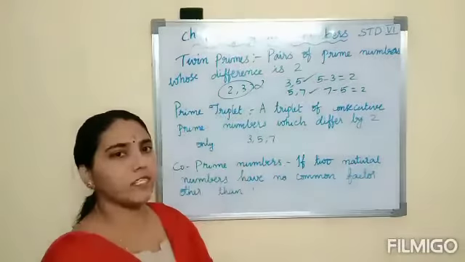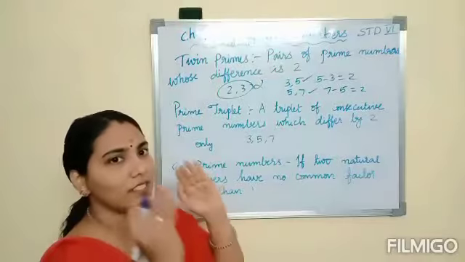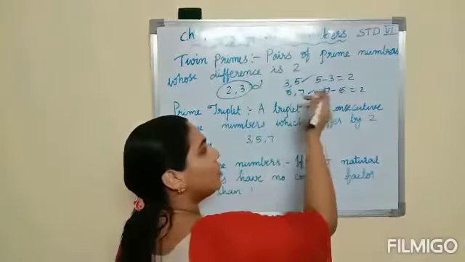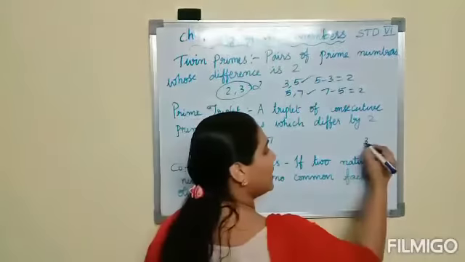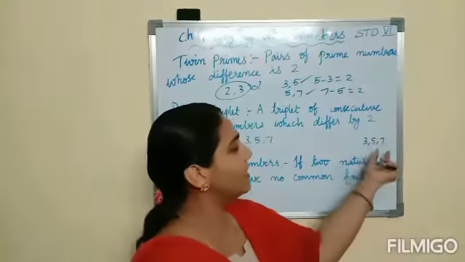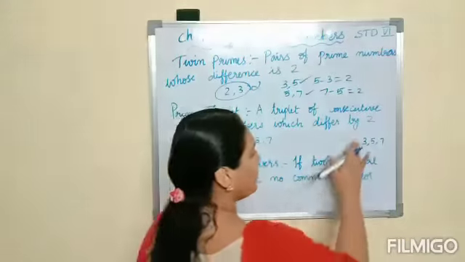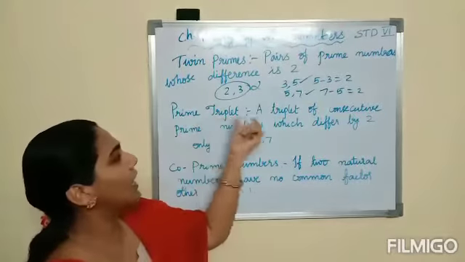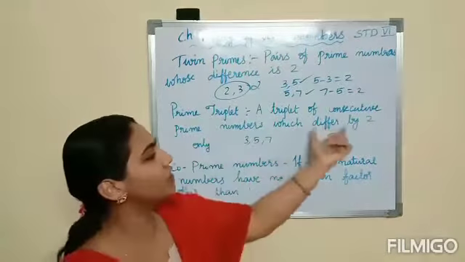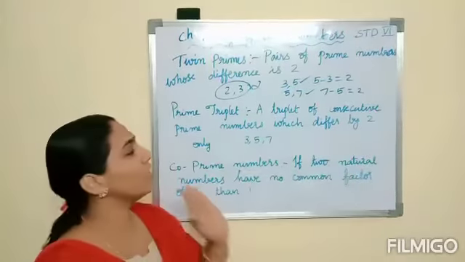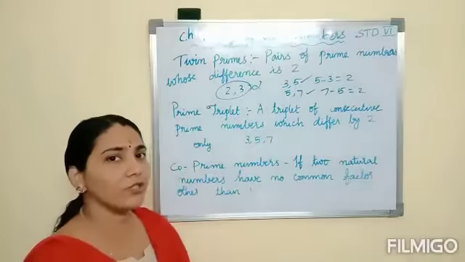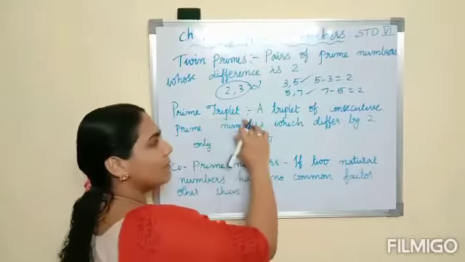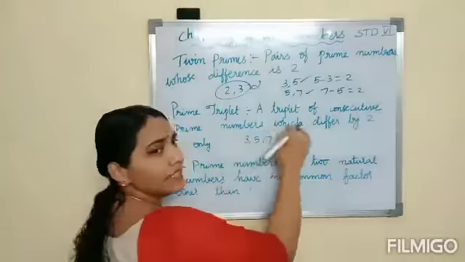Next one, prime triplet. What is a triplet? What are pairs? Pairs means 2 numbers. If 3 numbers are written together, like 3, 5, 7, we can say that it is a triplet. That means a combination of 3 numbers is called a triplet. So prime triplet means what? A triplet of consecutive prime numbers which differ by 2. If you take 3 consecutive prime numbers with a difference of 2, the only triplet is 3, 5, 7. Prime triplet: a triplet of consecutive prime numbers which differ by 2.